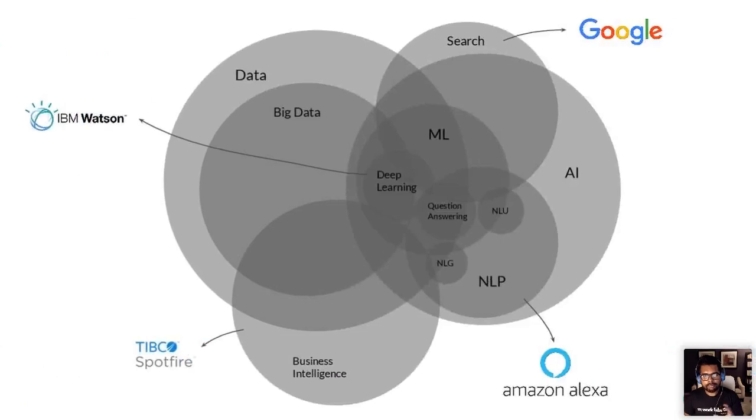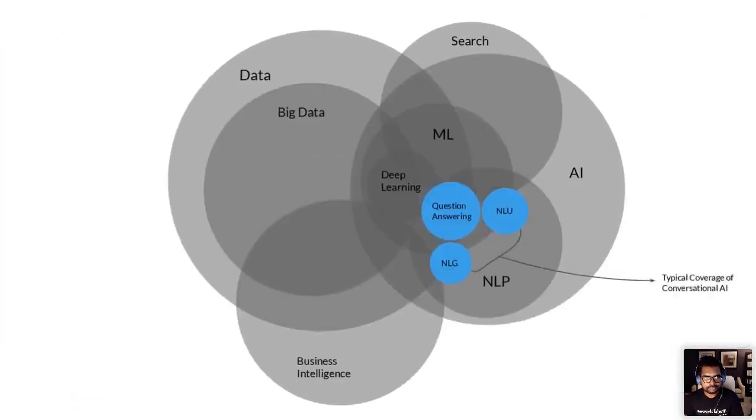So if we put some brand names on this, these are some of the brand names that you might recognize. There's Google, which is in search. There's Alexa, which uses NLP. There's Spotfire or Tableau, which is business intelligence. And there's IBM Watson, maybe a tool you're familiar with that uses deep learning to do some of the work that it does. So those are some of the brand names, if you were to put where each one of these areas, how different companies are leveraging it.